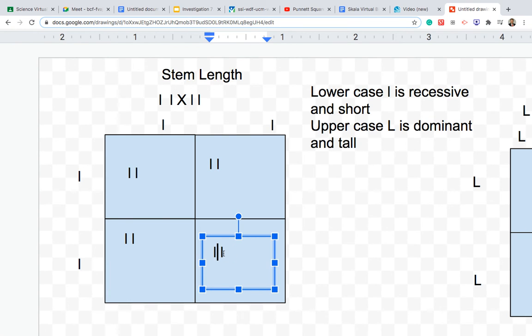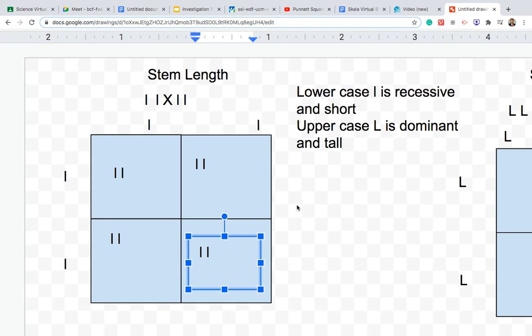So look at this. If we were to determine the percentage chance that this plant will be short, we can look through, we see all recessive genes, all little l. So 1/4, 2/4, 3/4, 4/4. So this plant will 100% be short.